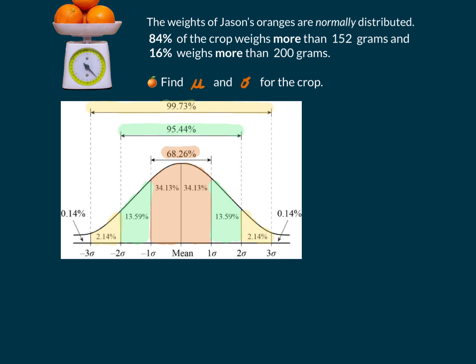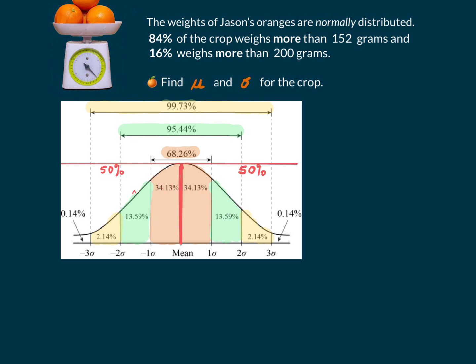But what is not explicitly shown to you in this graph is that this graph is totally symmetrical, and half of the data is on one side and the other half of the data is on the other side, which means that 50% is on the right and 50% is on the left. So you can see that this information will be enough for us to find the mu and the standard deviation for the crop if we start adding up the different sections together.